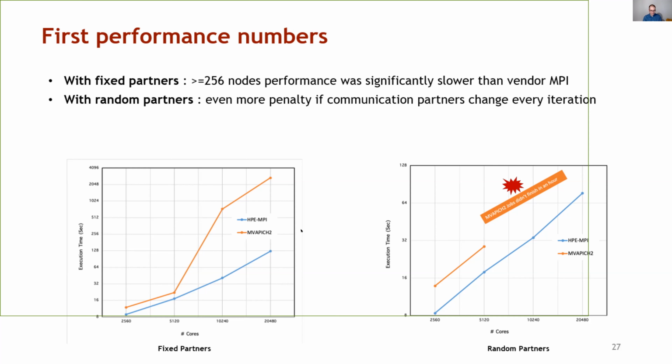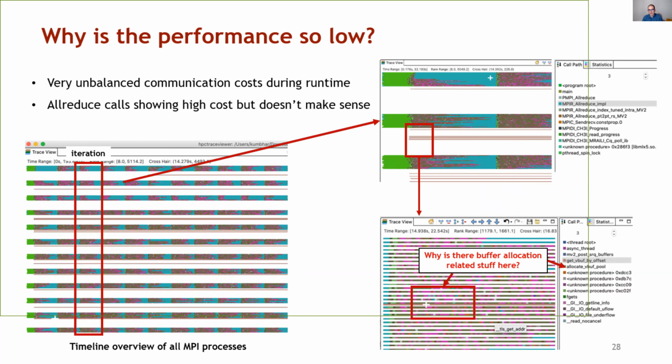Luckily, DK Panda came to help with his team, and we got some improvements. Our first approach was to look at what's going on, so we fired up HPC Toolkit. We looked a little into the traces between these communications, and at some point we noticed there's a lot of buffer allocation related activity going on. We wondered why that is, and if it has any impact, whether we could resolve it.